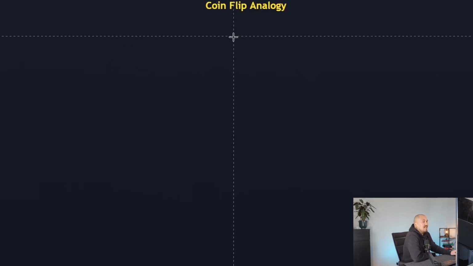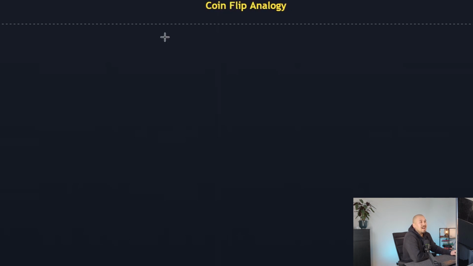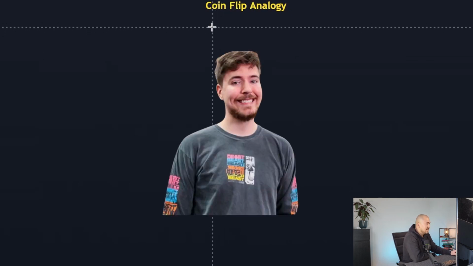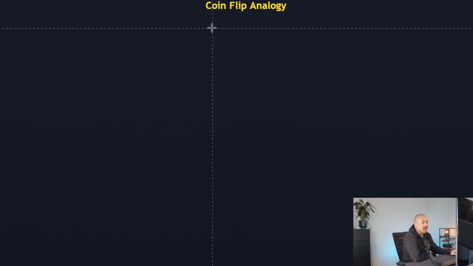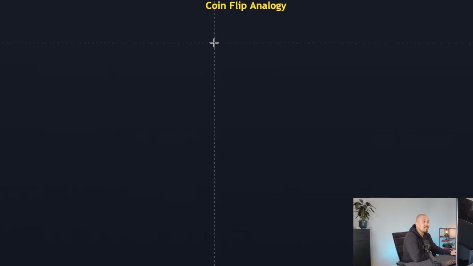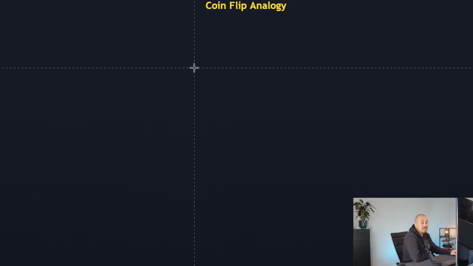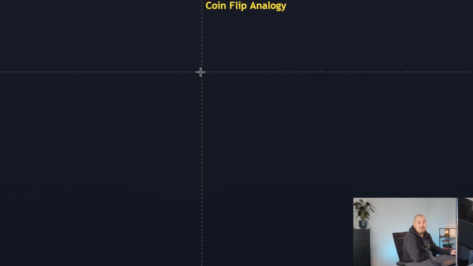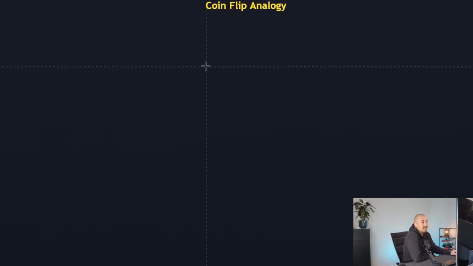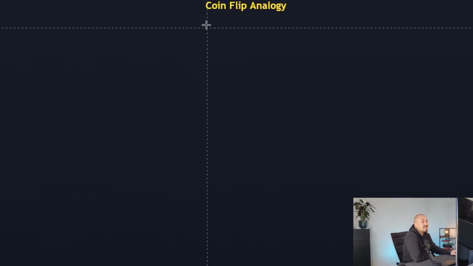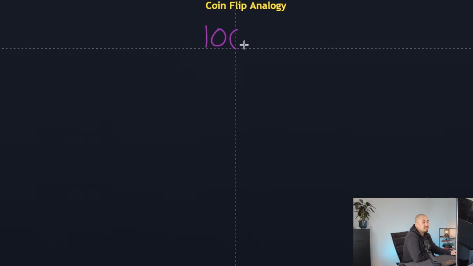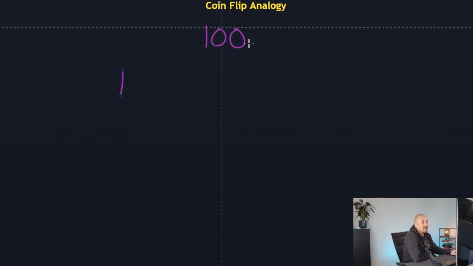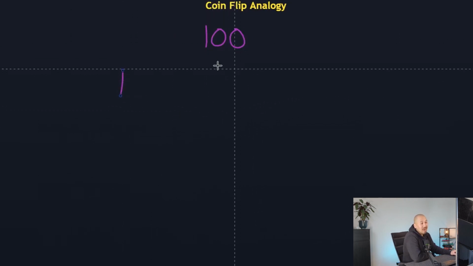So with this coin flip analogy, let's just imagine you got some guy like Mr. Beast or whatever, and they're playing a game where if you flip a coin and you get heads, you stay standing up and you go to the next round, and whoever can flip heads the most times and is the last person standing up, then they win a cash prize of, let's say, $1 million. So let's just say you start off with 100 people, and in round one, everybody flips the coin, and then roughly 50 people would be standing up.